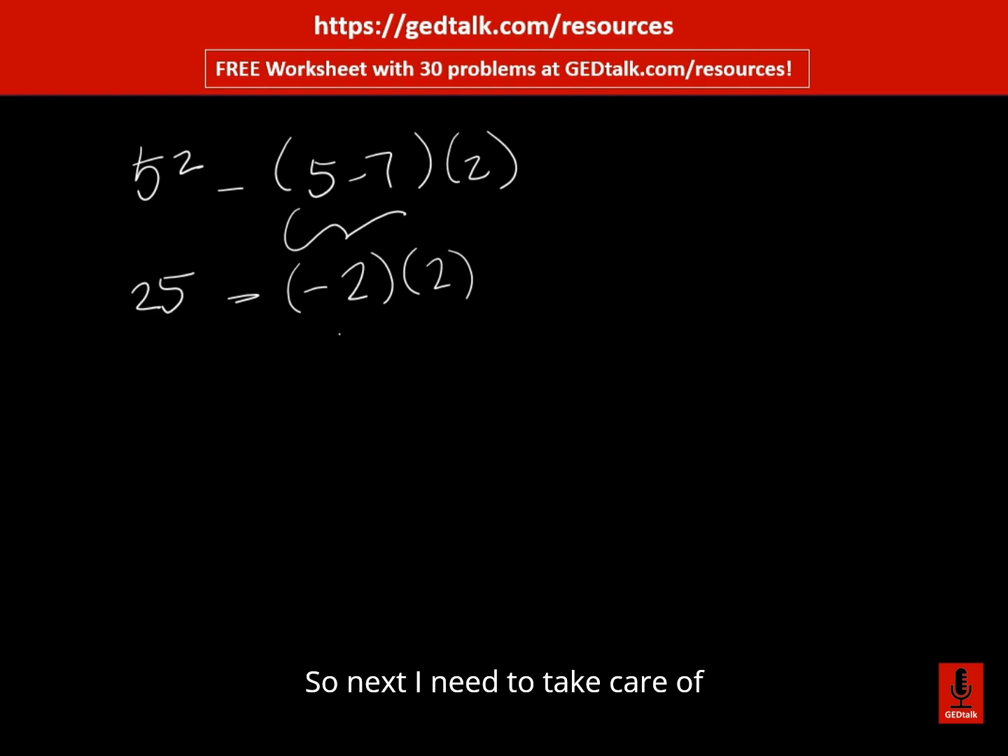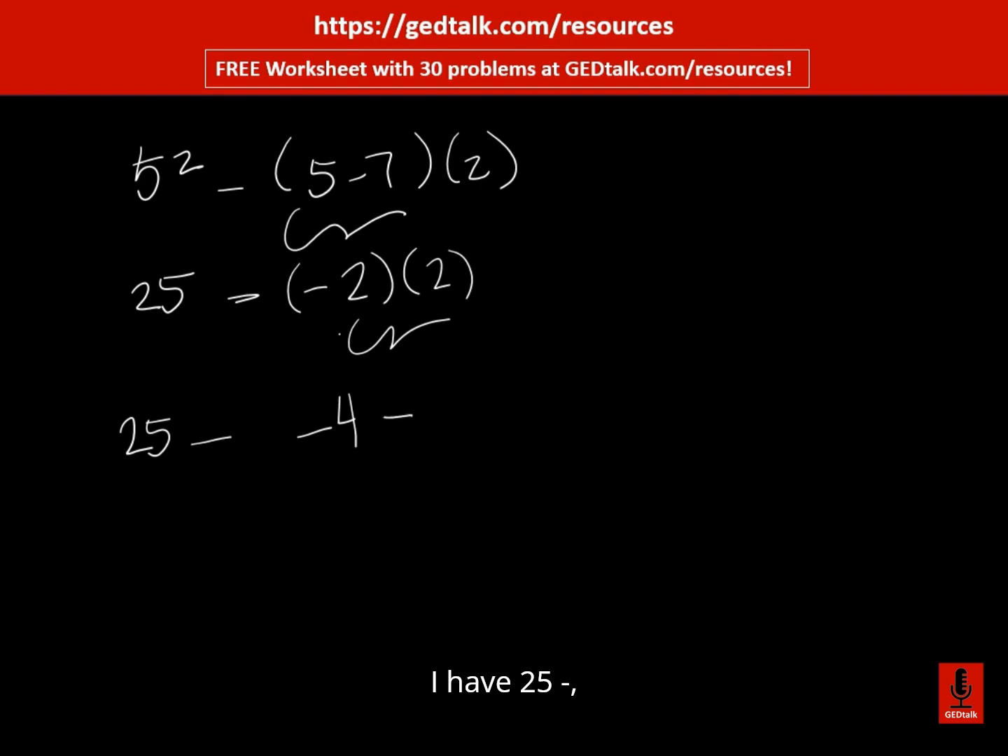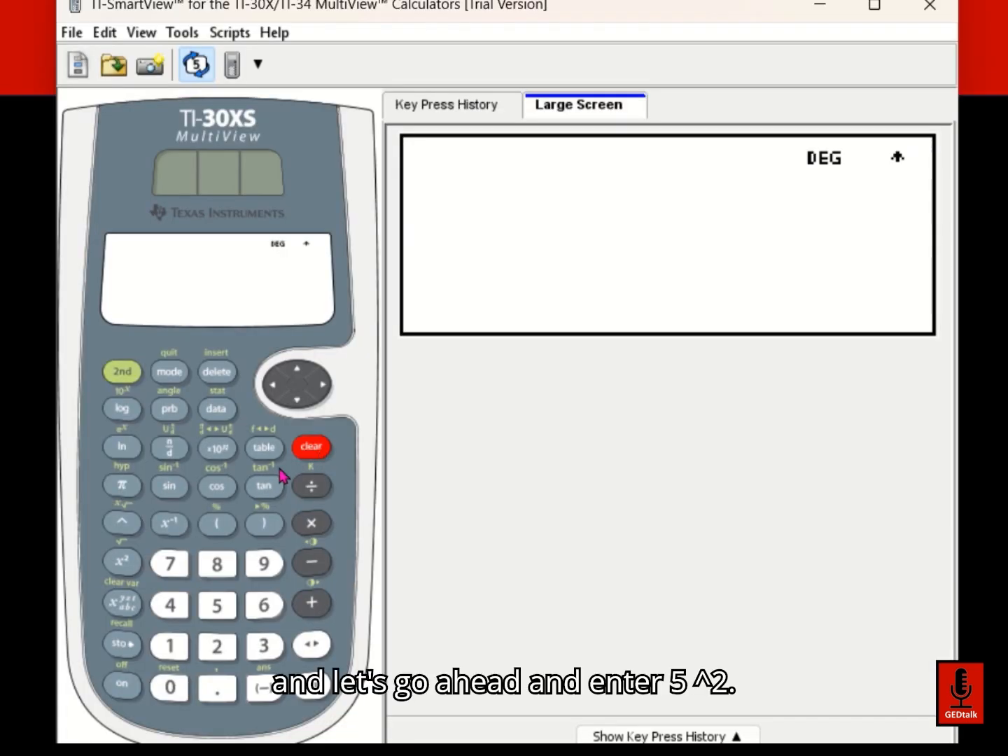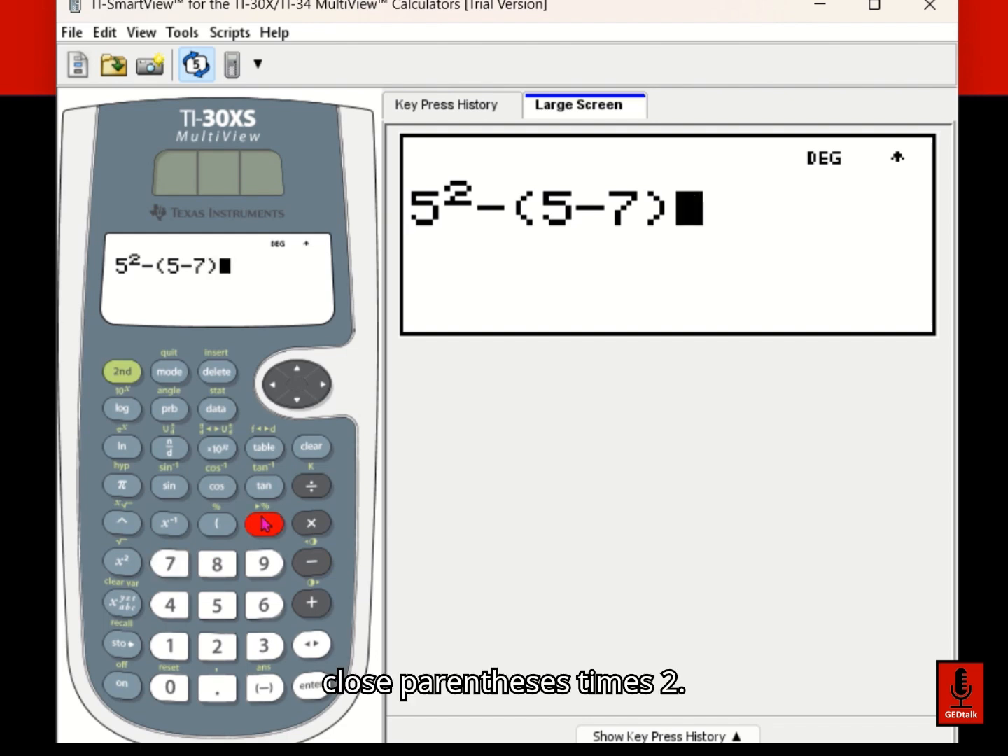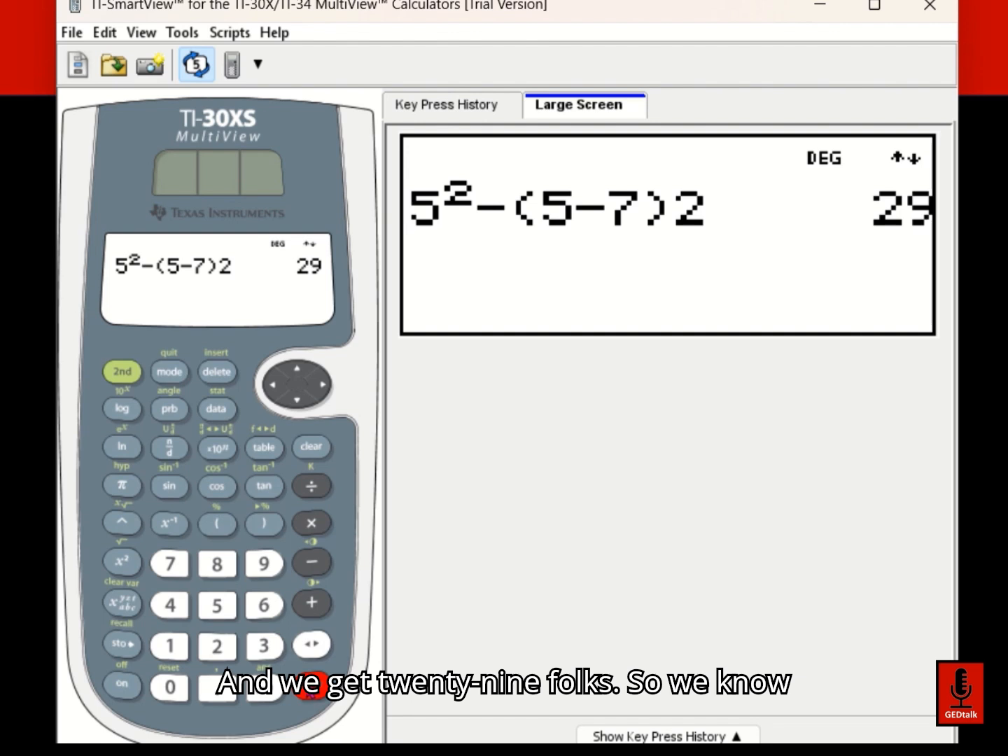So next I need to take care of multiplication, which is this bunch right here. So -2 times 2 is -4. So I have 25 minus -4, and that'll give me 29. Let's pull this one up on our calculator to double check our work. And let's go ahead and enter 5 squared minus, open parentheses, 5 minus 7, close parentheses, times 2. And we get 29, folks. So we know that's our answer.